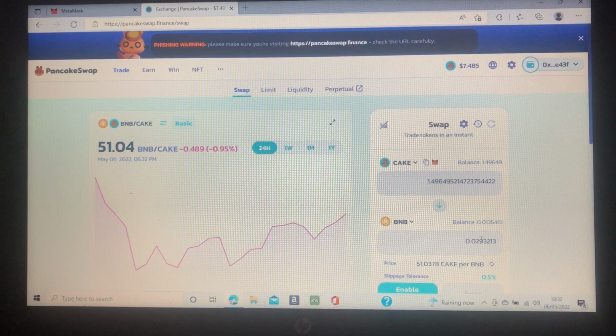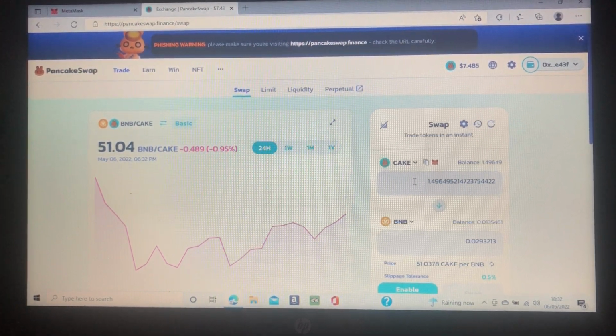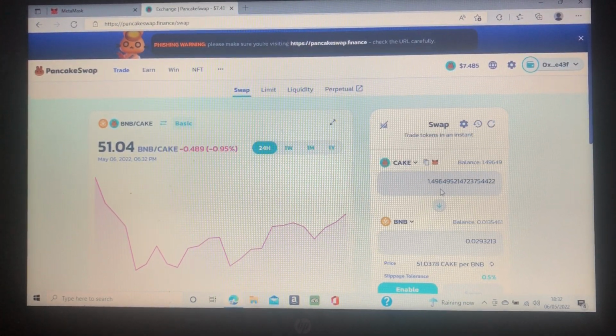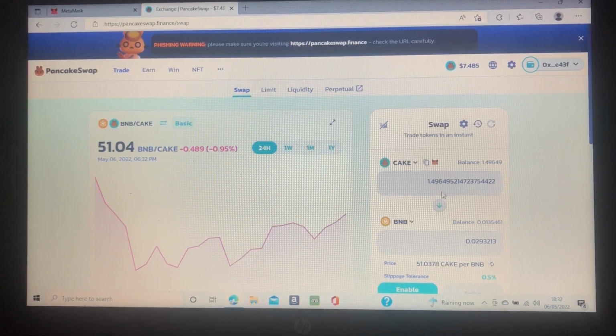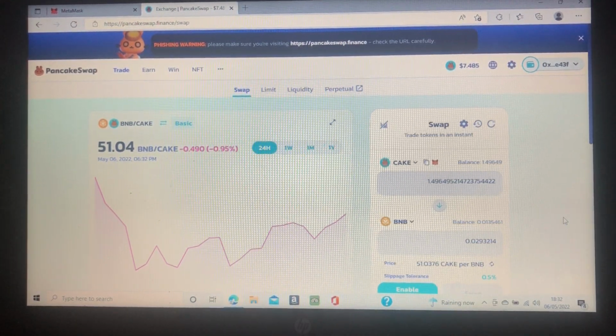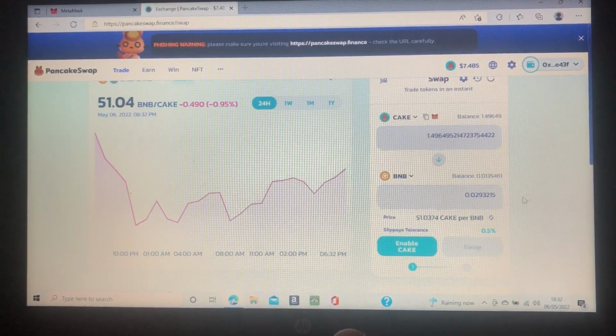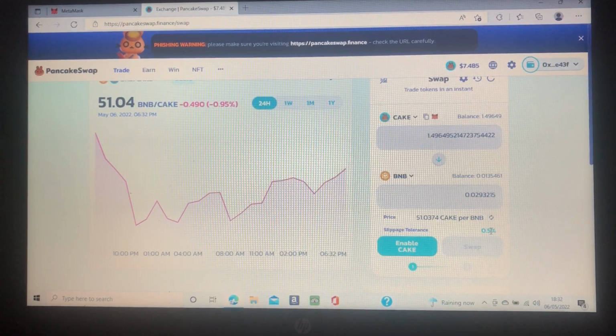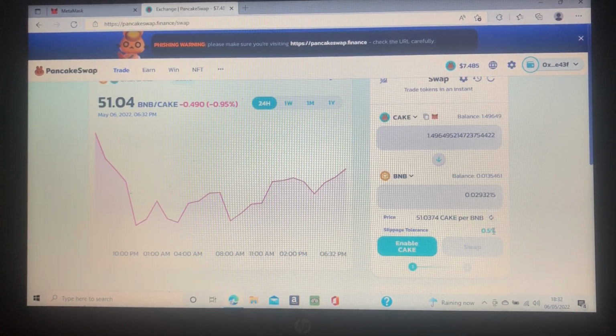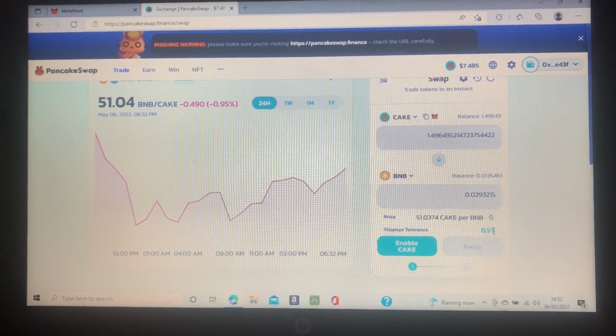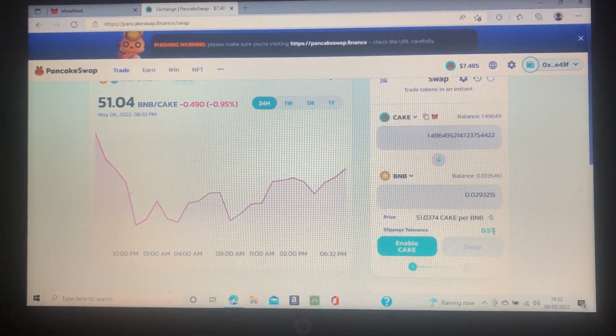Okay, so if I wanted to swap, I have about 1.49 cake. I could put it all in and then swap and get 0.02 BNB. Now, there's what is called slippage tolerance. It means like the percentage tax that you're going to pay for this transaction to be complete. In as much as crypto makes everything quite easy, there are still taxes that will be paid.